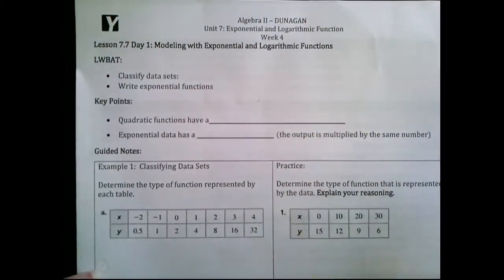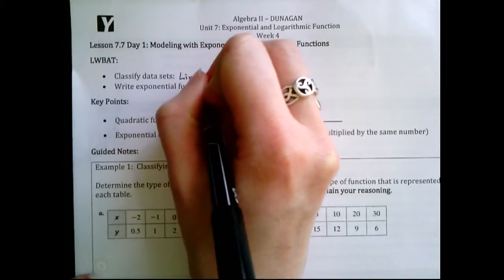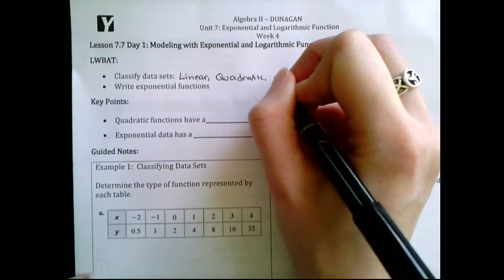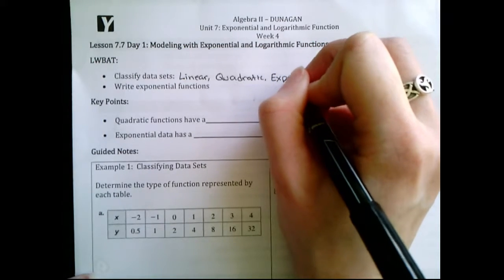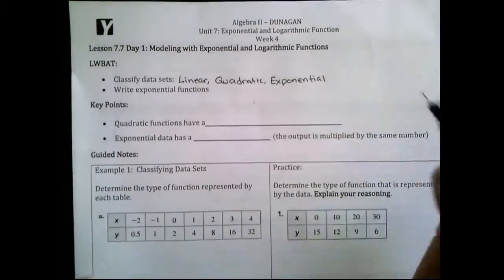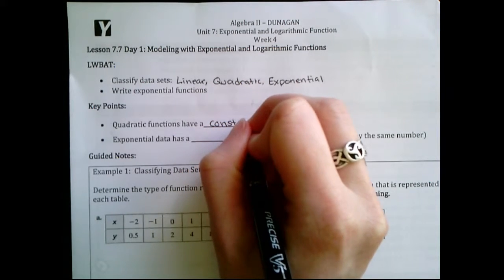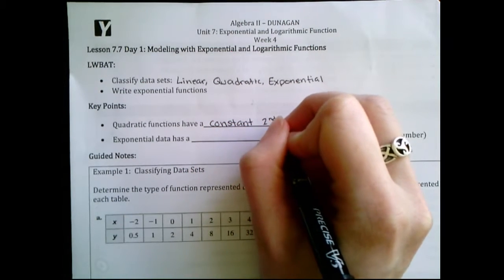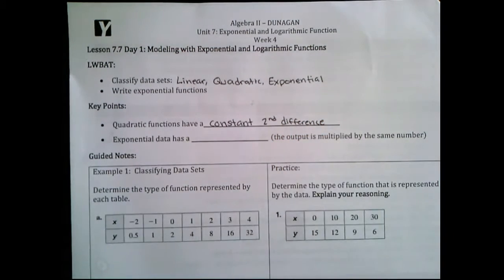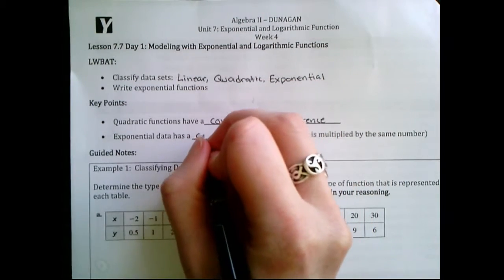So remember, for classifying data sets, we have 3 that we're looking at right now: linear, quadratic, and exponential. So, quadratic functions, they have a constant second difference. Now, exponential data has a common ratio.